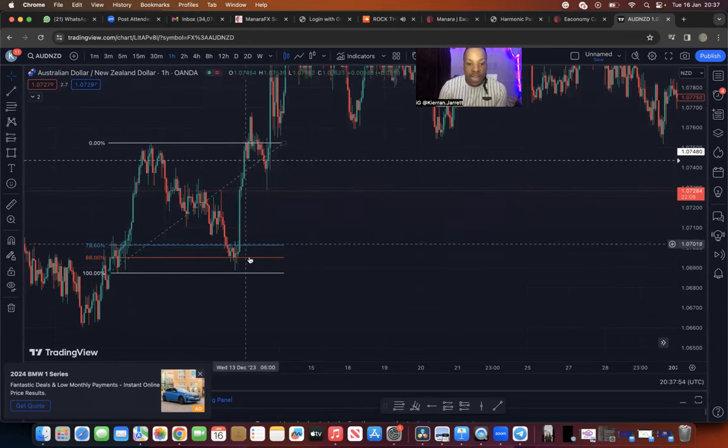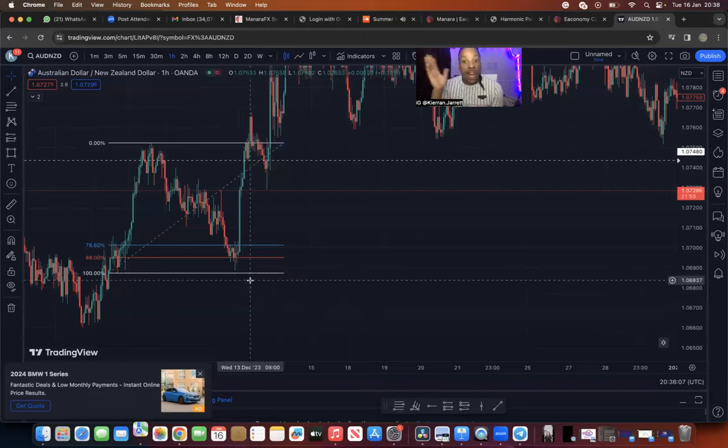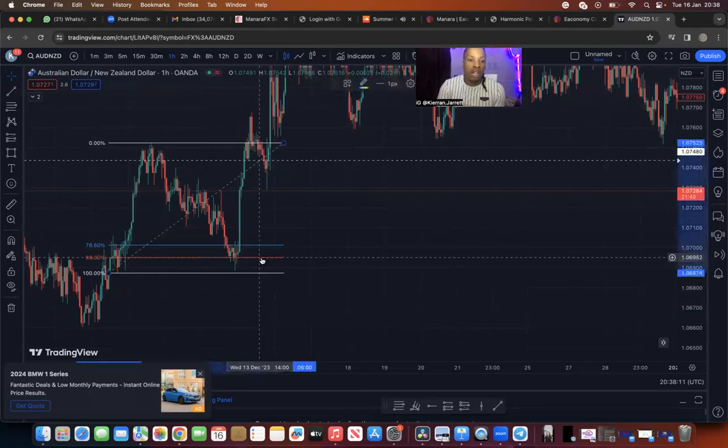But if it breaks the 88%, I don't think they're looking to buy anymore, because now they're just running the currency pair into the ground. It's probably not going to buy anymore. So if it breaks your 88%, that's a big red flag to not try and buy in that direction, whatever direction that is.